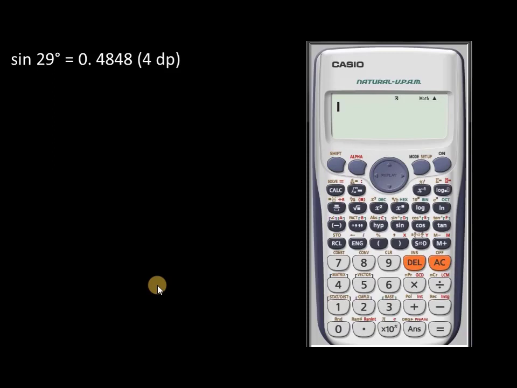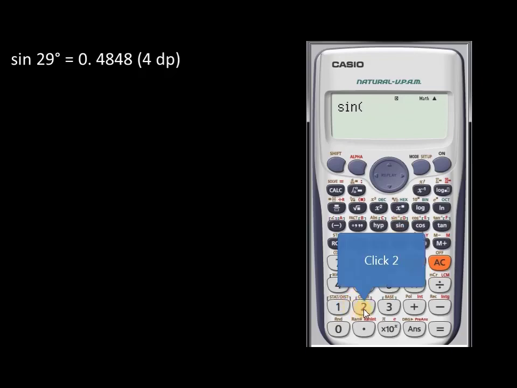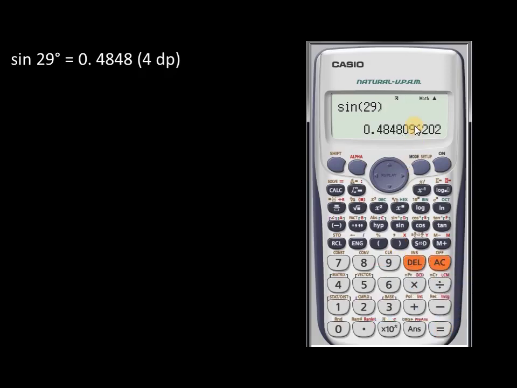The answer to this question is sine 29 degrees is equal to 0.4848 to 4 decimal places. Here is how you use a calculator to do this question. You first click sine, then put in 29, close bracket, and equals. This is the long answer.